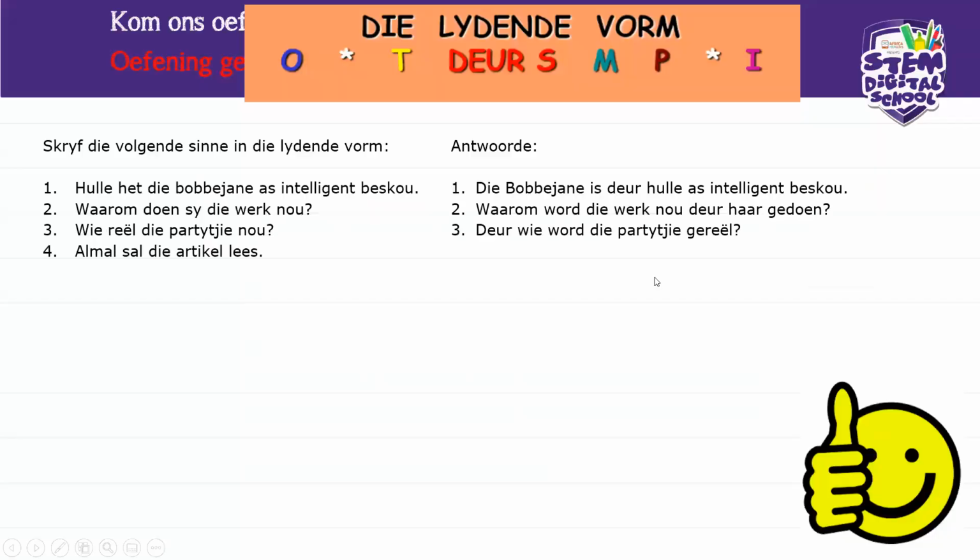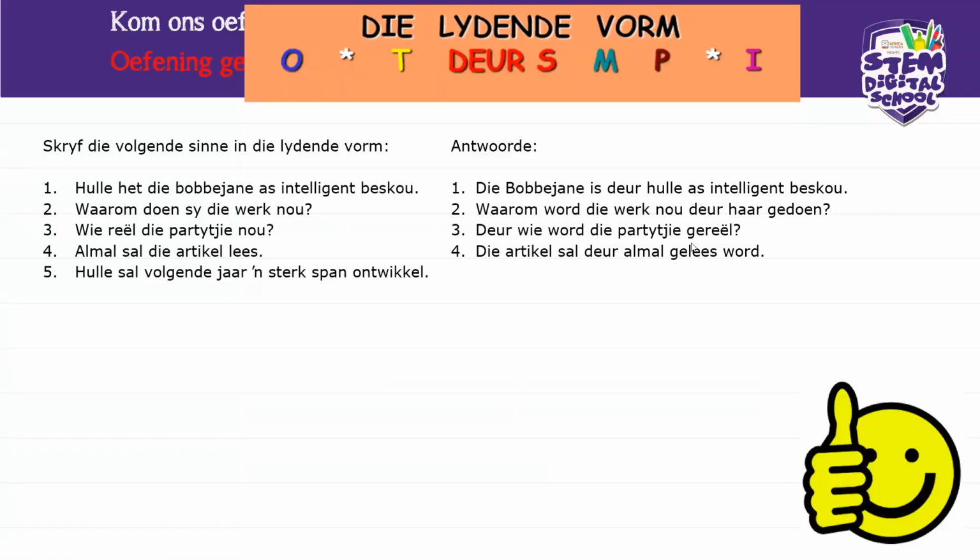Now try. So we've done that one now. Hulle sal volgende jaar 'n sterk span ontwikkel. 'n sterk span, that's how we start the sentence, né? So remember the object now moves to the front. 'n sterk span. Sal, verb 1. Volgende jaar, tyd, deur hulle, deur the subject, ontwikkel word. Okay, so do you see there?